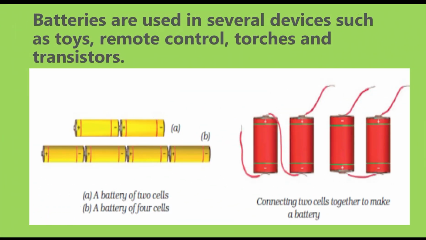Now batteries are used in different devices. How they are connected, you can see one battery's positive is connected to the next battery's negative terminal, and if they are connected with the wire, this is the way they should be arranged. This is positive, then it should be connected with the negative, and if this is positive, then they should be connected in the negative way.